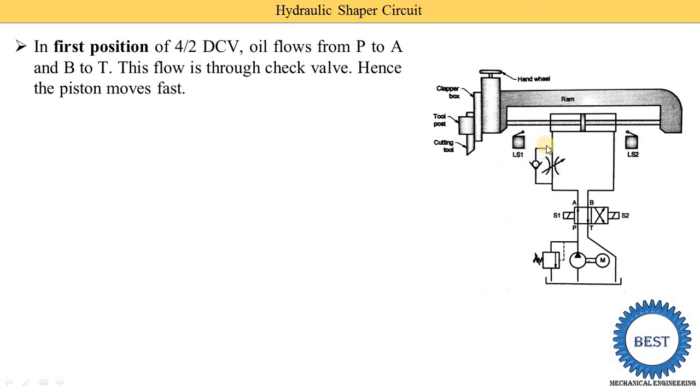From the check valve, oil comes here and is then supplied to the double rod end type double acting cylinder. Here it is written that this flow is through the check valve. Hence the piston moves at a faster rate, because we are not able to control the flow rate of the oil. When we are not able to control the flow rate of the oil, it moves at the faster speed.